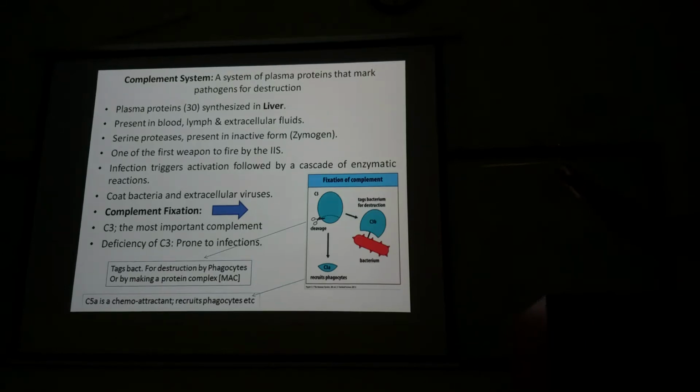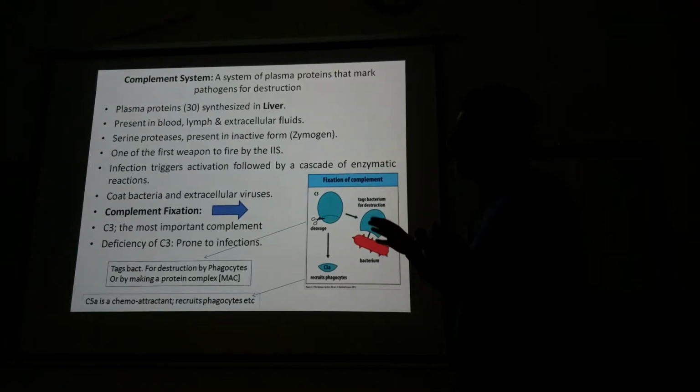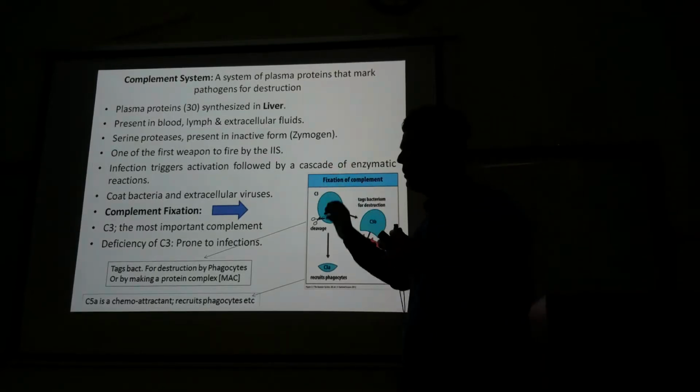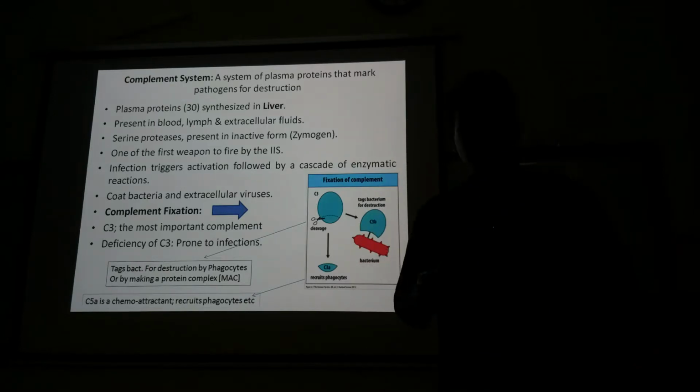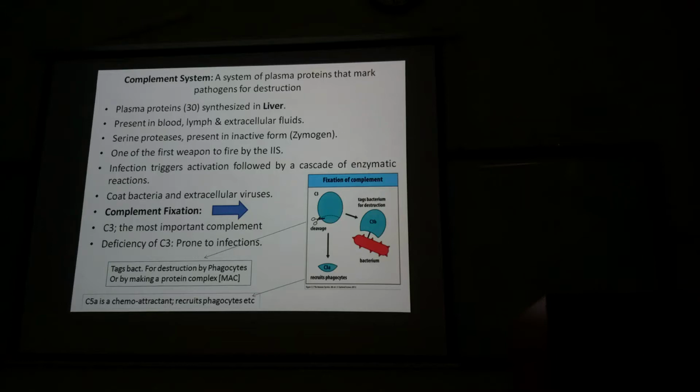Just a quick review of the previous lecture so that there is continuity in the lectures and it's easy to understand, okay? We were talking about the complement system, that these are different proteins which are synthesized in the liver. There are about 30 proteins and there may be even more.